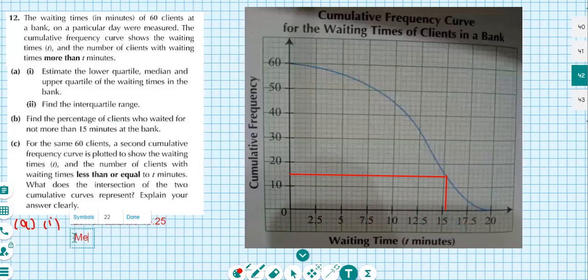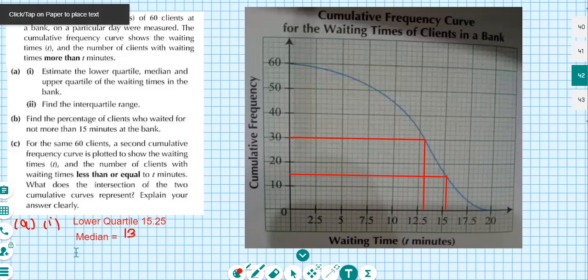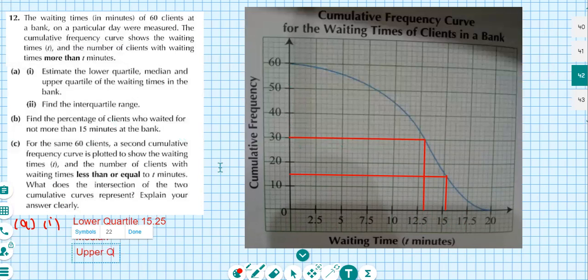Next is median. Median will be 50% of 60, which is 30. So this is median. And obviously this is 13. Last is upper quartile, 75% of 60, which is 45. Yes, it is exactly 10. So upper quartile is 10.